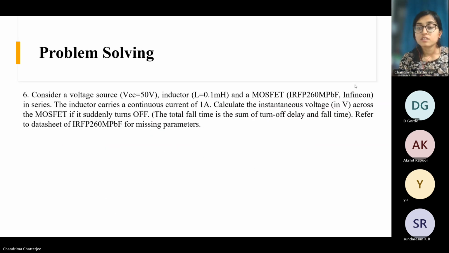Okay. So, yeah. So next question, consider a voltage source, inductor and a MOSFET in series. The inductor carries a continuous current of 1 ampere. So the inductor current IL is given as 1 ampere. Calculate the instantaneous voltage across the MOSFET if it is suddenly turned off. The total fall time is the sum of turn off delay and fall time. Refer to the datasheet of this. So another switch is given.